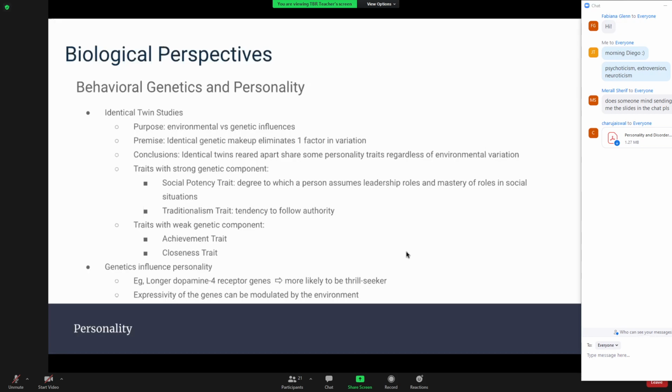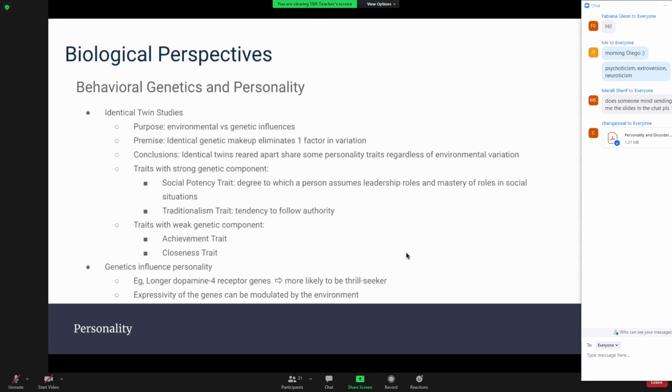The other thing I want to mention is that genetics also show up when it comes to particular genes. So instead of just comparing on a broader scale of traits, we can look at the dopamine 4 receptors. Research has found that certain types of mutations on the dopamine 4 receptors will likely lead the individual to be more of a thrill seeker.